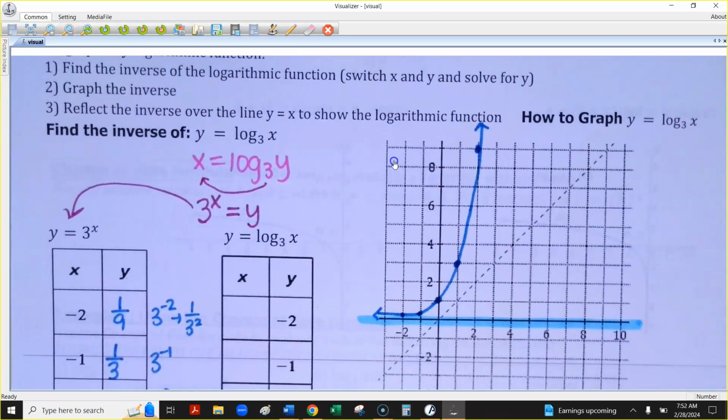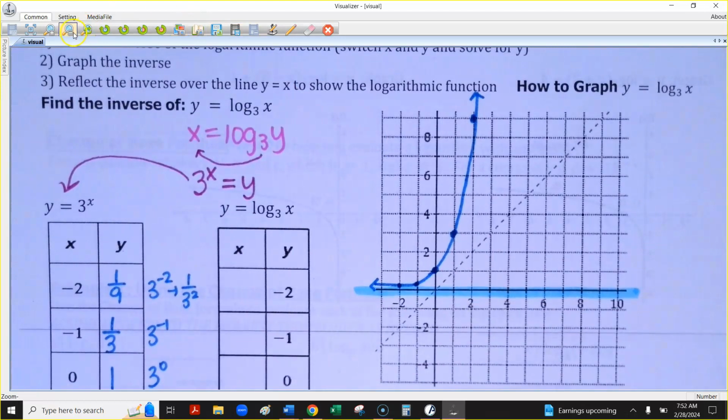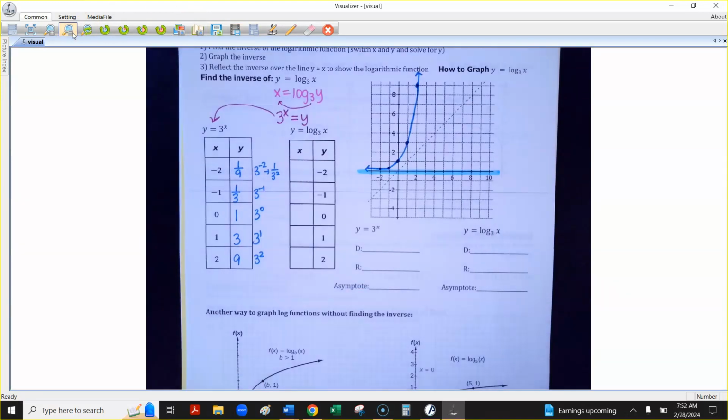Okay, now, sorry guys, I made this too big. Let me zoom out on this and see if you guys can see this.